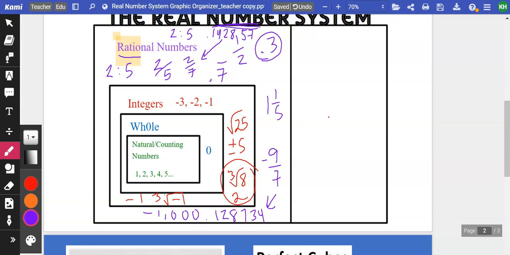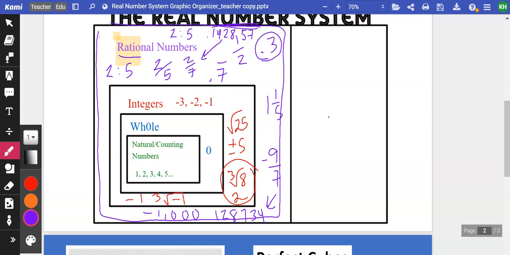So basically what I'm trying to show is that rational numbers include any number that can be written as a fraction. Now, I want you to remember that this box surrounds all of these other boxes, the integer box, the whole number box, the natural counting numbers box, which means that integers, whole numbers, natural counting numbers are all rational numbers because they can all be written as a fraction. Think about it. 0 you can write as a fraction by writing 0/1. -3, you can write that as a fraction by writing -3/1. So all of those numbers in that box are rational numbers.